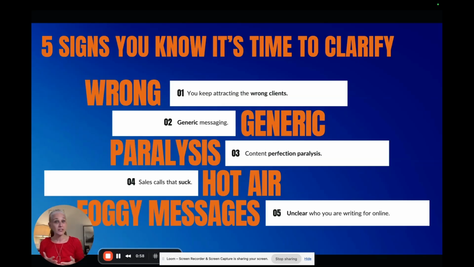Number 1, you keep attracting the wrong clients. Number 2, you've got generic messaging, nothing that really feels like it's resonating with you or the people you ideally want to serve or sell to.